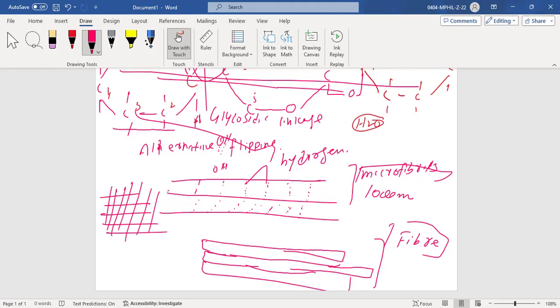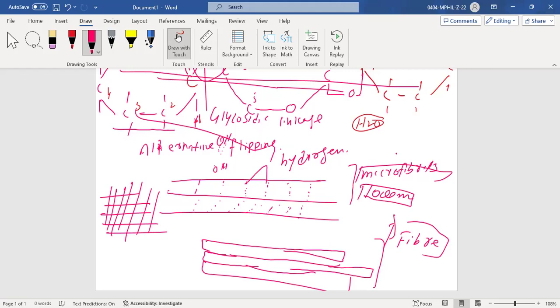this is one fiber, which is here, right? Microfibers are definitely also very small. When they combine to form a structure, that is a fiber. Got it? So this was all about the cellulose. What is its function? How does it perform its function?